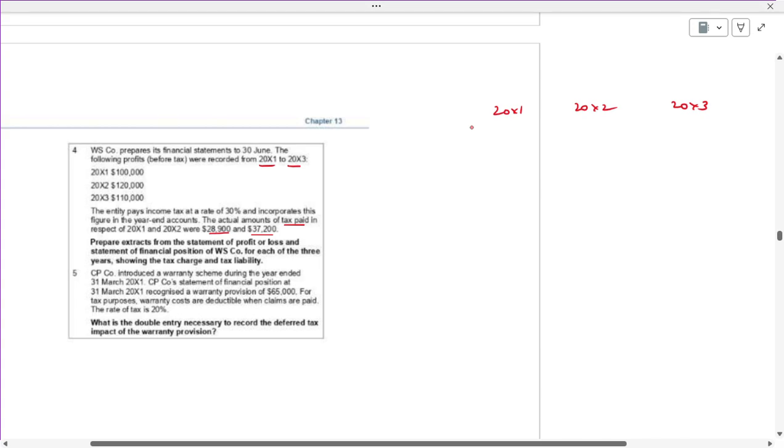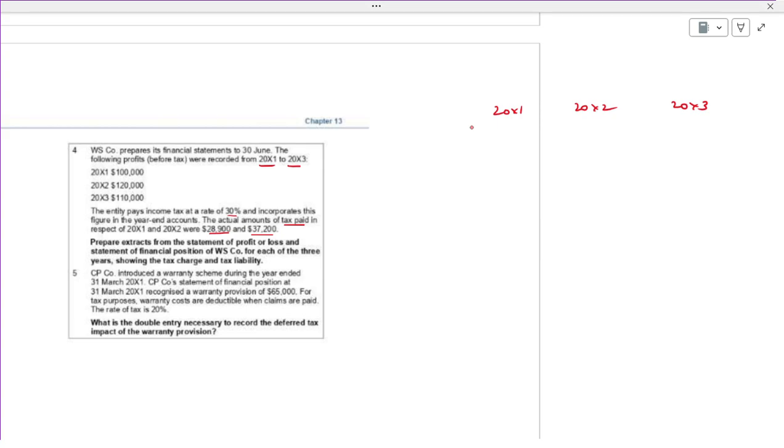Is that 28,900? How much are they saying? They are estimating that there will be 30% income tax. Estimating is nothing but the provision.